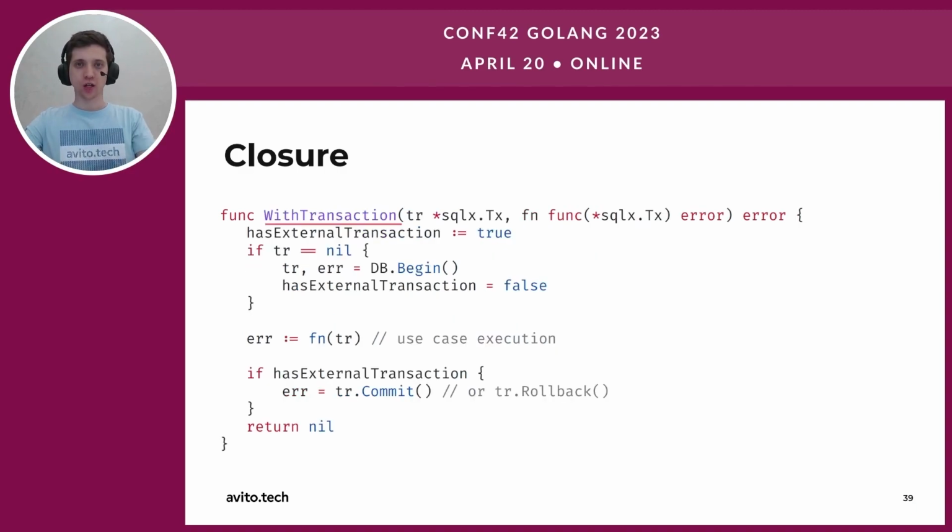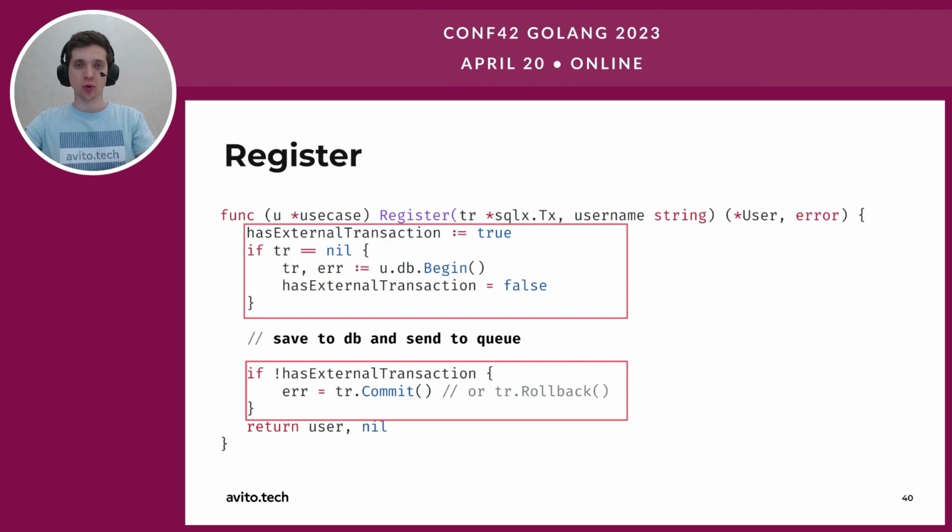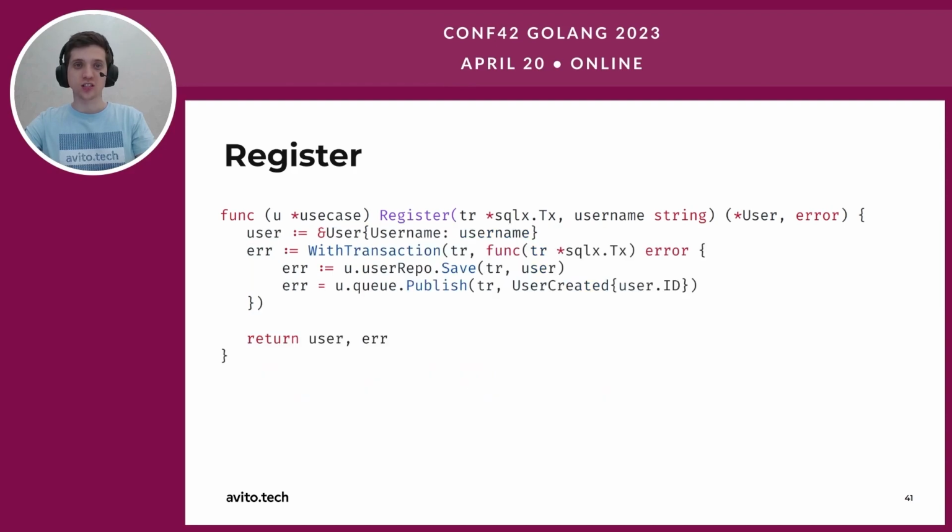However, we can move the closure to a separate function and see the result. At first sight, this transaction is just copied code from the use case. Take a look at transaction control passing in the closure and the register scenario. Let's simplify our scenario with the closure. We replace the lines with two and decrease the chance of creating a bug.